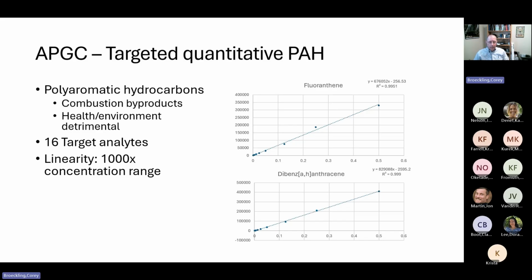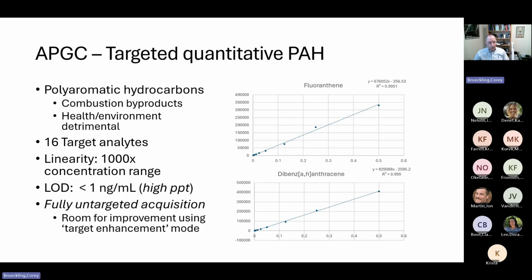One is the fluoranthene that we saw in the Waters example earlier, and then this second compound, dibenz[a,h]anthracene, showing nice linearity and strong R-squared values. Now, what's really cool, though, is we're getting really good limits of detection. So our limit of detection on this assay is in the high parts per trillion, less than 1 nanogram per mil. And what's fun about this is it's actually the case using fully untargeted acquisition.